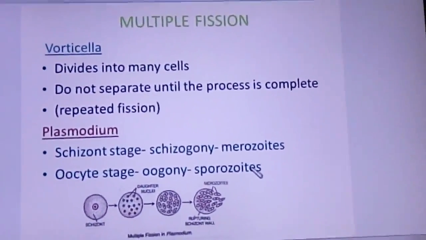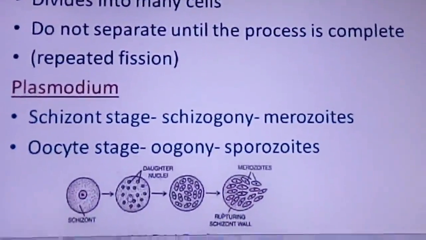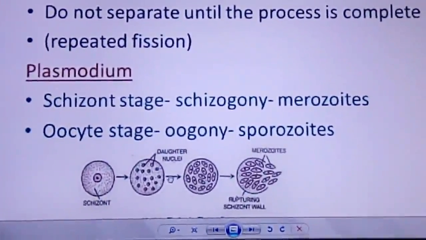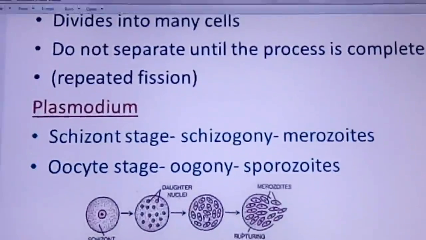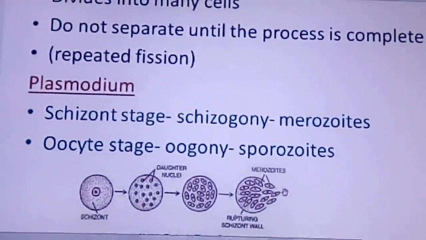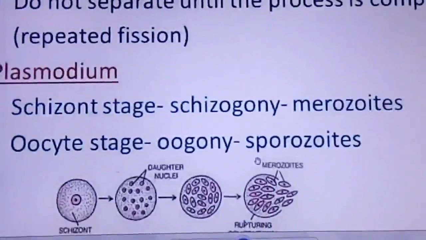You can see in this diagram the schizont: the nucleus breaks into many nuclei, then the cytoplasm splits and encircles the nuclei, and later the schizont wall ruptures and the young ones are liberated out. So this is a type of multiple fission.